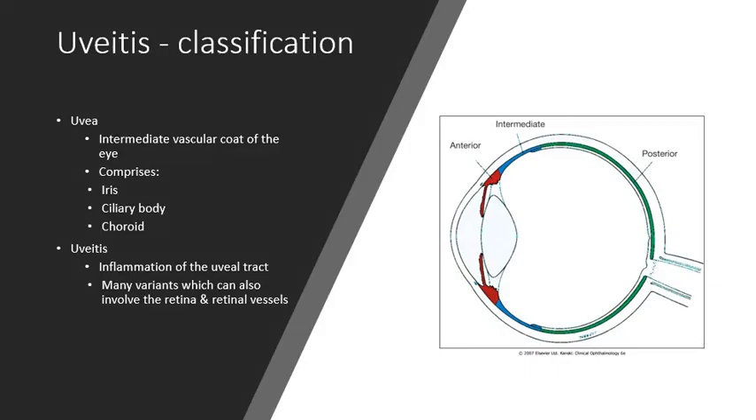The uvea is the intermediate vascular coat of the eye and it comprises the iris, the ciliary body and the choroid. And so when uveitis occurs, it's actually an inflammation of this uveal tract. So the structures that are affected are, as it says above there, the iris, the ciliary body, and the choroid. There are many variants of uveitis, and some of them can actually also involve the retina and the retinal vessels.